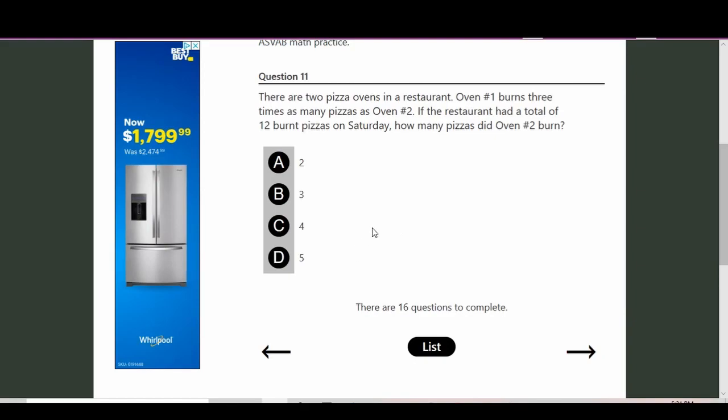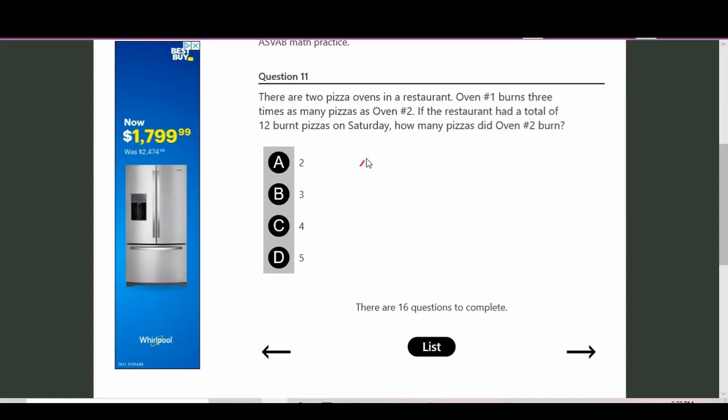It says there are 2 pizza ovens in a restaurant. Oven 1 burns 3 times as many pizzas as oven 2. If the restaurant had a total of 12 burnt pizzas on Saturday, how many pizzas did oven 2 burn? So again, you're going to construct a very basic algebraic statement to solve this one. 2 pizza ovens. Oven 1 burns 3 times as many pizzas as oven 2.